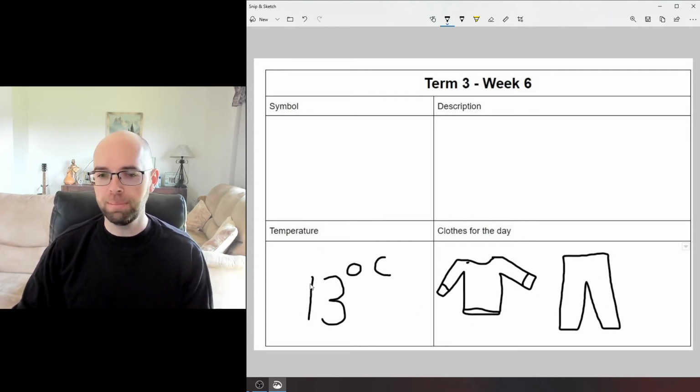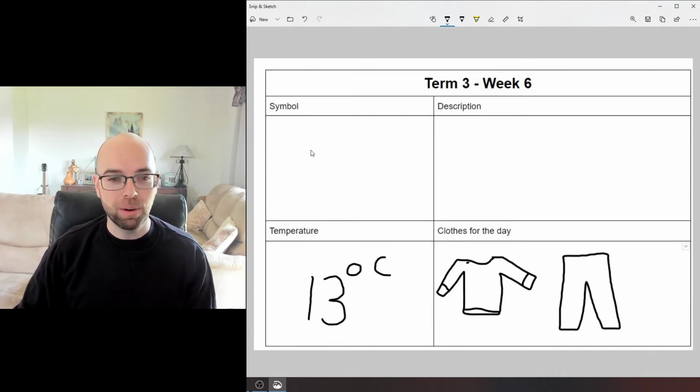So that's what I'm going to put for my part of my weather journal. So I'd have my partly cloudy symbol here. Then I'd write partly cloudy, and I'd have 13 degrees Celsius. And the clothes I'd wear on a cool day like today. Okay, so once you've done that, that's your weather journal done.